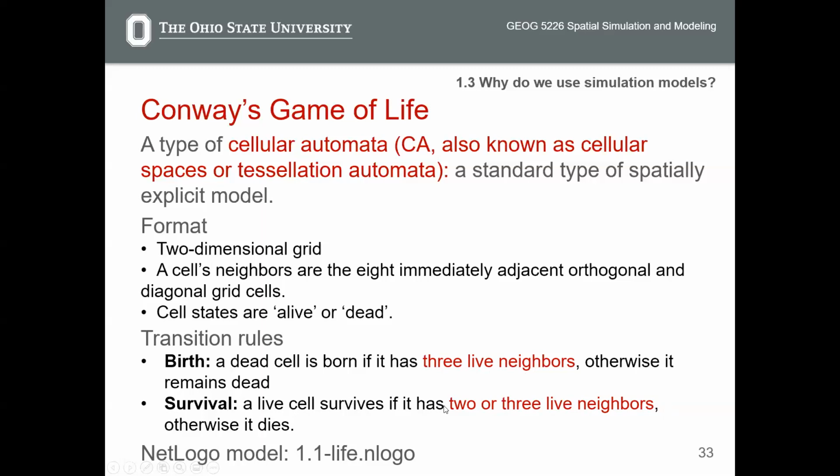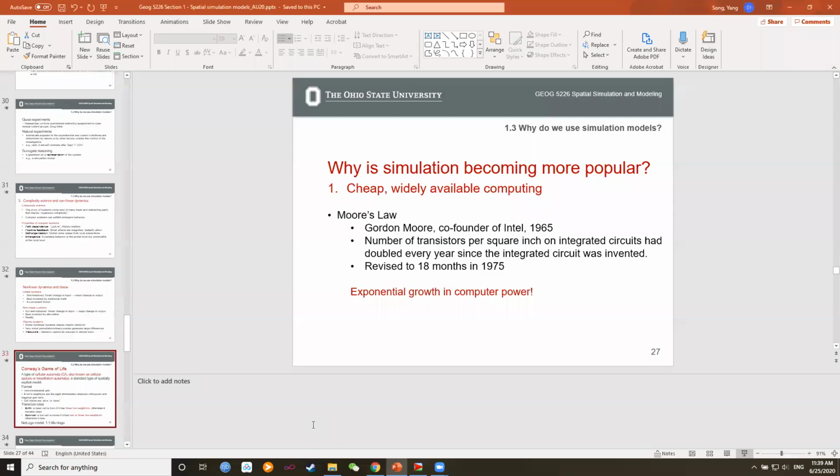Okay, so you can say here I have connected this computer world with the real world, right? That's the reason why it's called Game of Life. It is trying to use simple rules to simulate our real world about giving birth and survival. So here, let me show you the example, exactly this model in NetLogo.